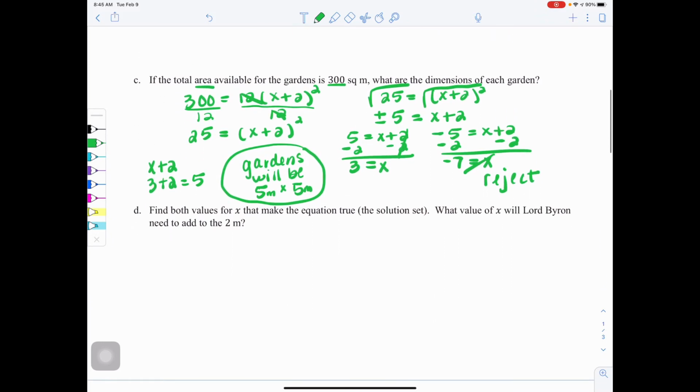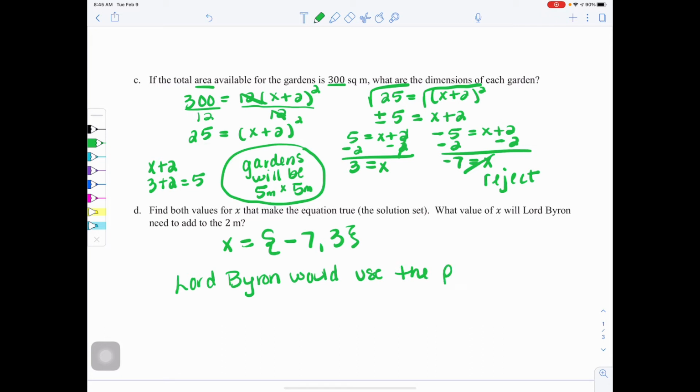Now in D, it says find both values of x that make the equation true, the solution set. What value of x will Lord Byron need to add to the 2 meters? So we've kind of already answered this, but we will add it underneath. Technically, the way that you would write this solution set would be x equals, and you would list your x values. However, we just discussed that Lord Byron would use the positive value because of what the problem is about.